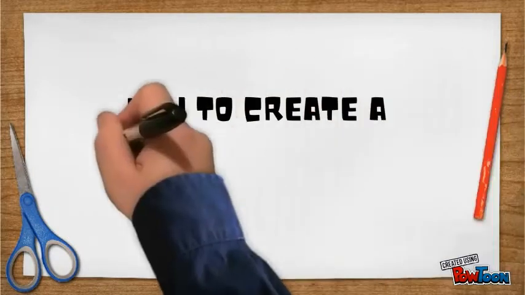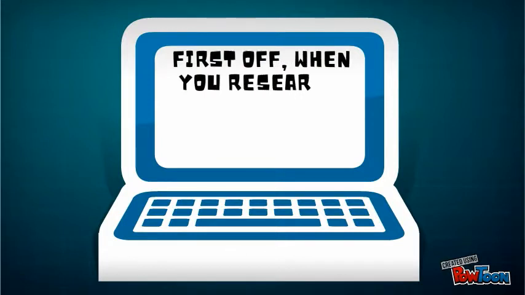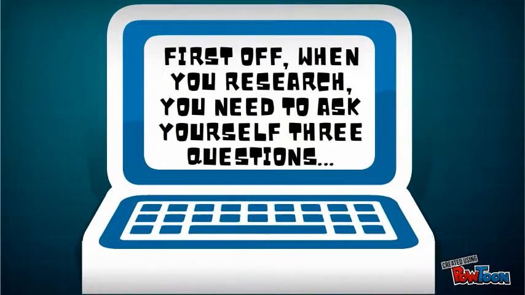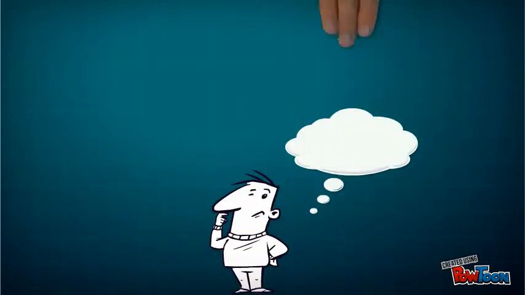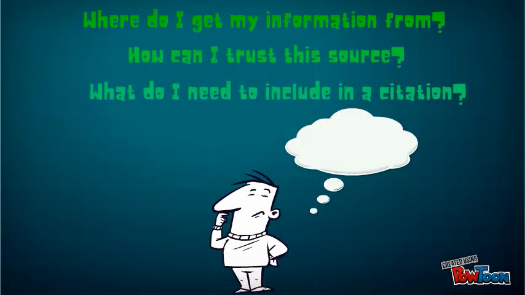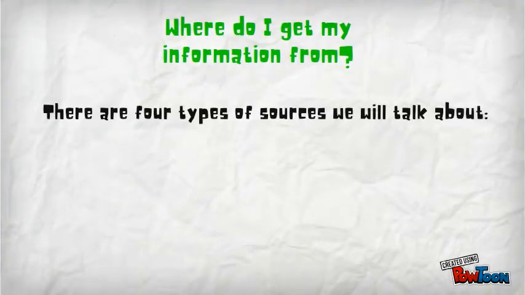Our topic today is how to create a speech citation. In order to cite properly, we need to first ask ourselves three main questions. These three questions are: where do I get my information from? How can I trust my source? And what do I need to include in my citation? Let's overview. Where do I get my information from?